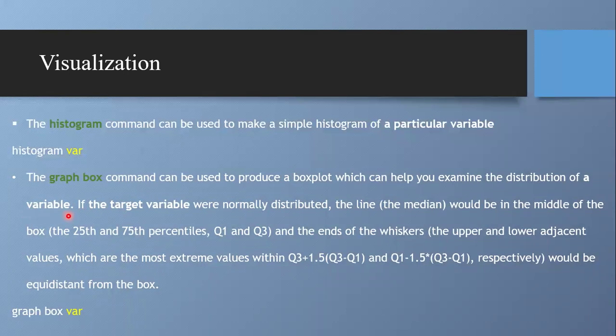Bell-shaped distribution and something like this. So if a target variable were normally distributed or not, or it is giving the median line or the middle line, whether it is giving you 25th percentile or 75th percentile or Q1 or Q3, I will let you know what are these terms.